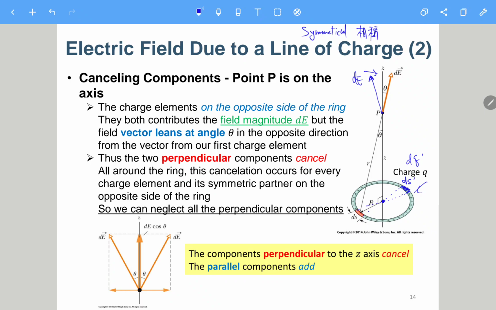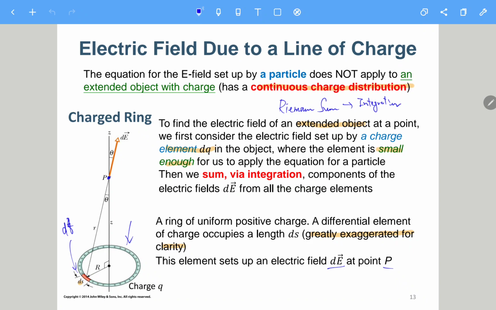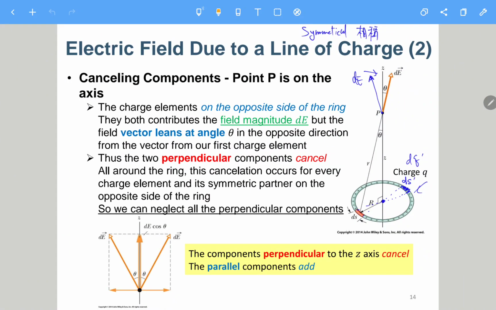Okay, as much as the ring has a uniform distribution, I'm not sure whether it mentioned it there. Yeah, here: a ring of a uniform positive charge, 均匀的正电荷. Okay, it can also be negative charge, so the E field points to the opposite side.